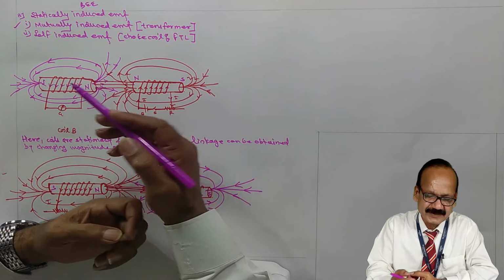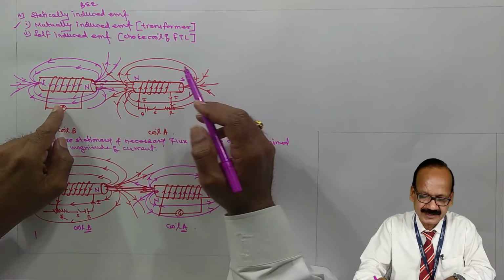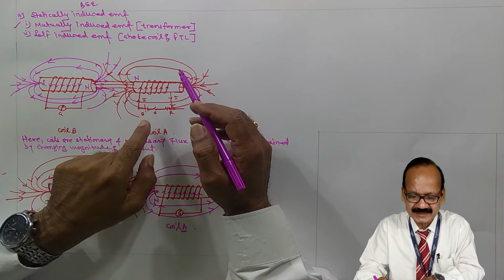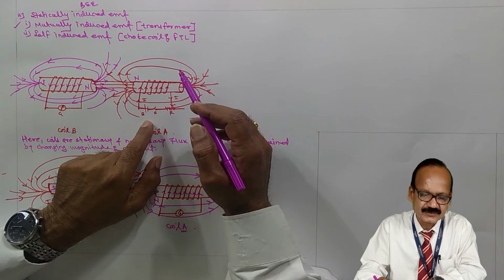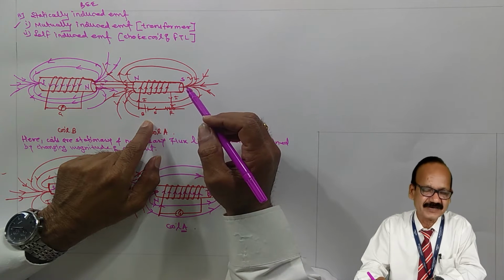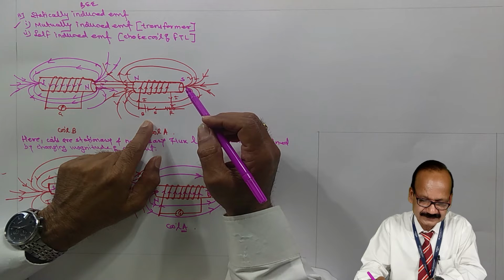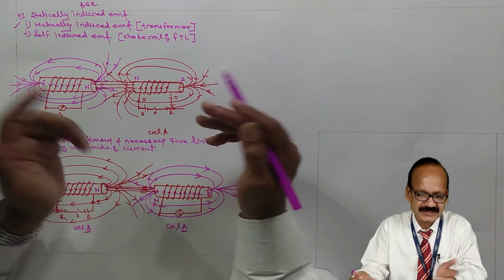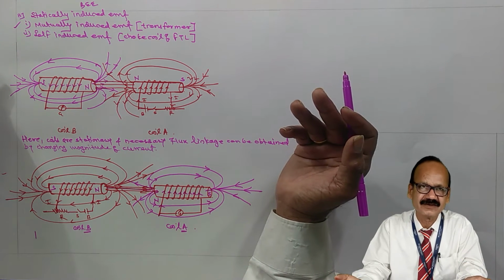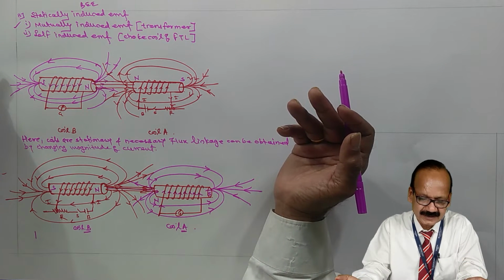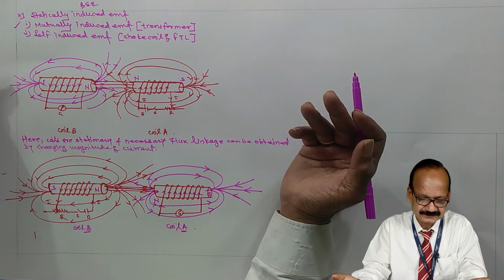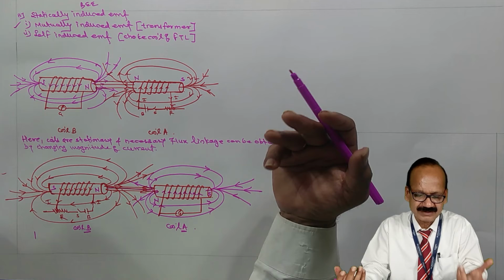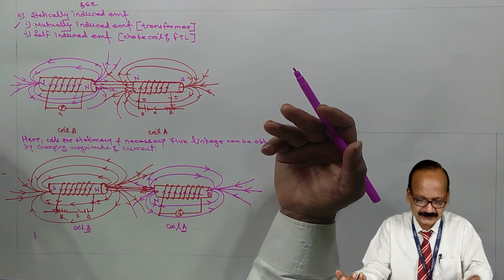So such an EMF induced in one coil by the change of current in the other coil placed nearby it is known as statically but mutually induced EMF. Its magnitude is given by Faraday's second law, and direction by Lenz's law. Now its converse is also true.